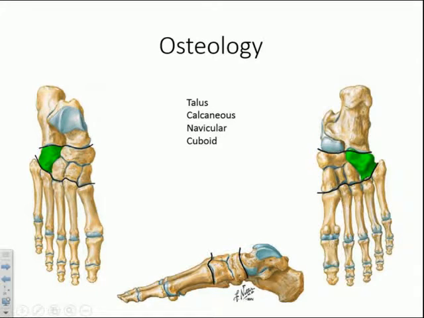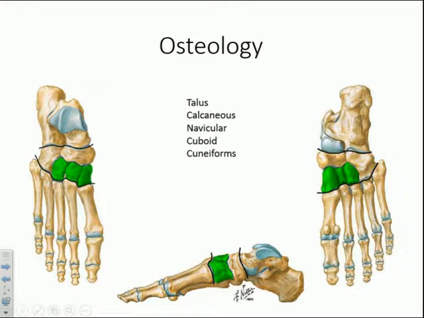The lateralmost of the tarsal bones is the cuboid. Once again, it has a prominent tubercle on the lateral aspect for muscle attachment, and distally we also see this groove which accommodates a tendon from a muscle in the lateral compartment as it accesses the plantar surface of the foot on the lateral side.